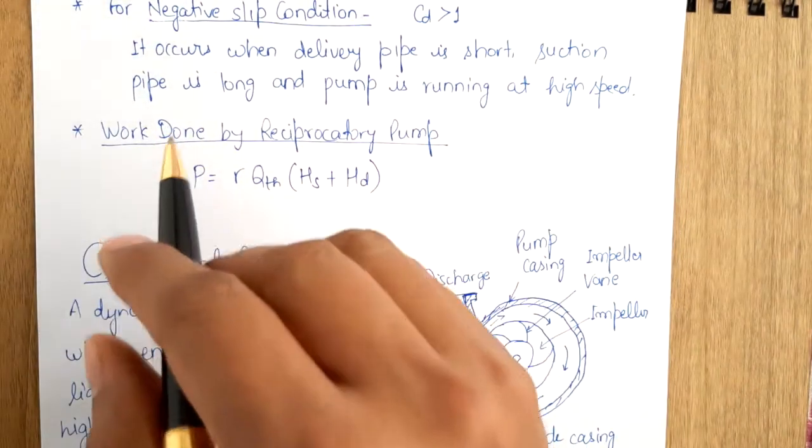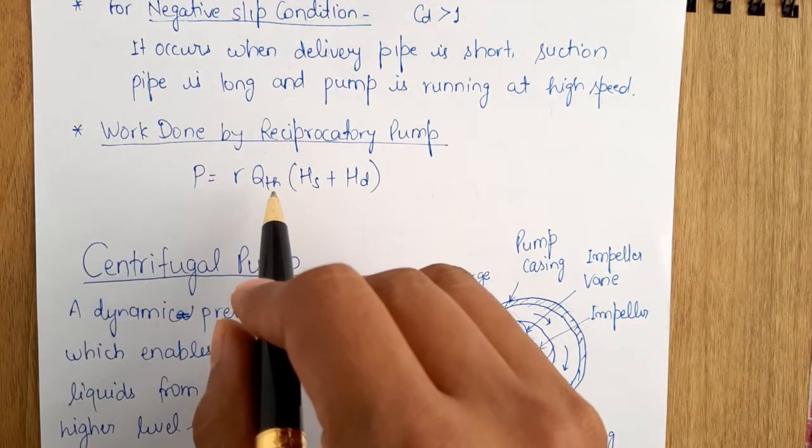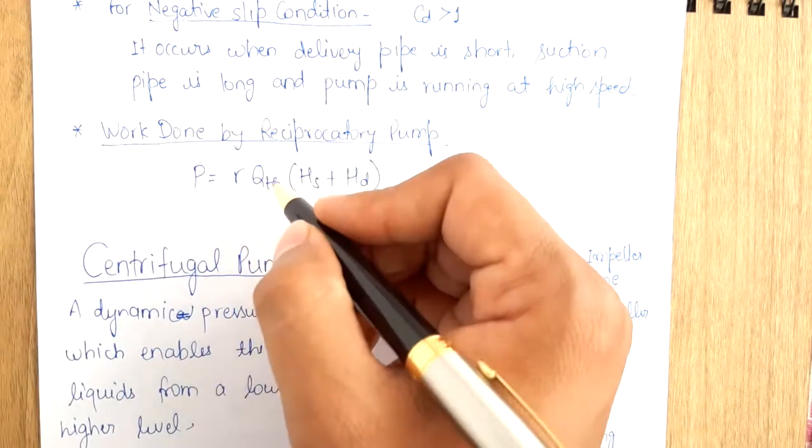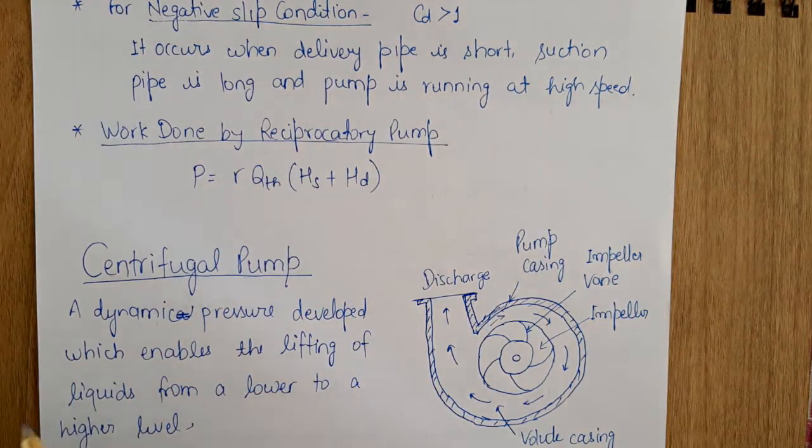Now work done by this pump can be given by gamma into Q theoretical into HS plus HD. This is the total head. Okay, and gamma is gamma W, and Q theoretical is the theoretical discharge that we have obtained here.